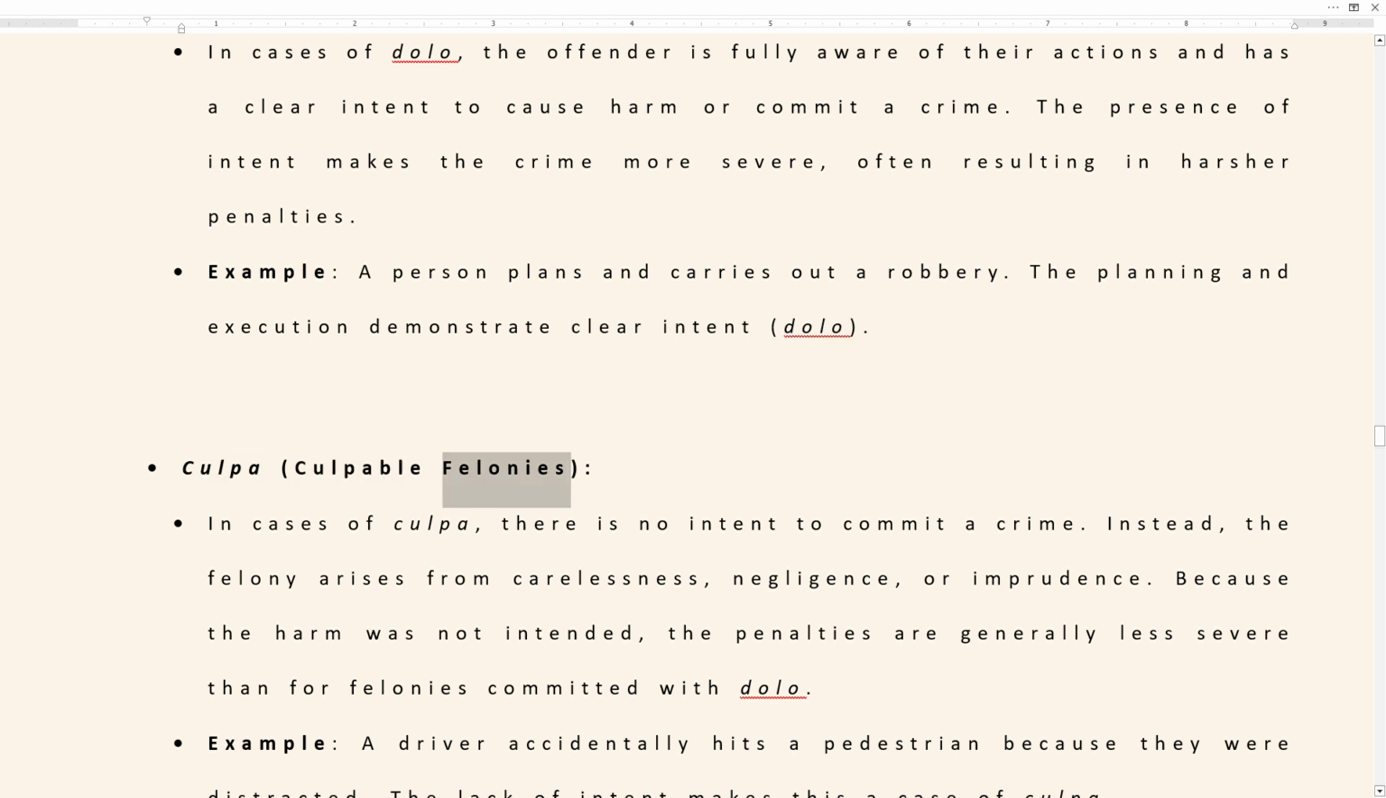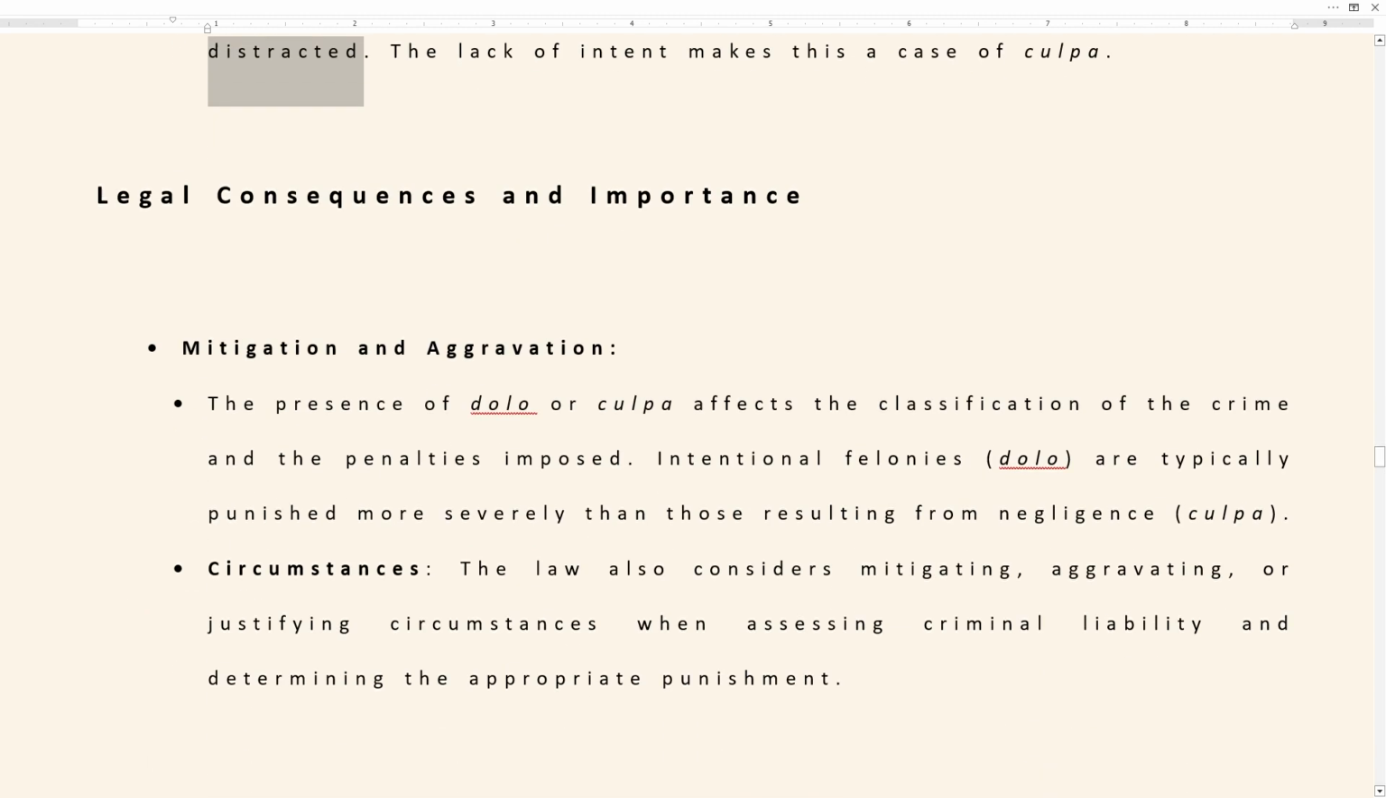The planning and execution demonstrate clear intent, dolo. Culpa, culpable felonies. In cases of culpa, there is no intent to commit a crime. Instead, the felony arises from carelessness, negligence, or imprudence. Because the harm was not intended, the penalties are generally less severe than for felonies committed with dolo. Example: a driver accidentally hits a pedestrian because they were distracted. The lack of intent makes this a case of culpa.